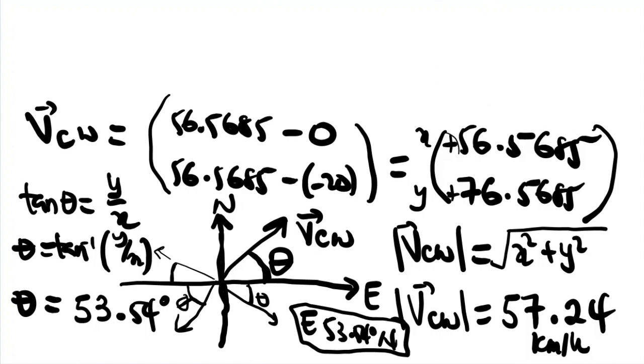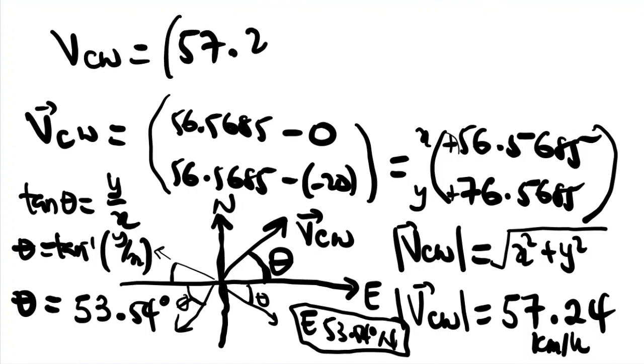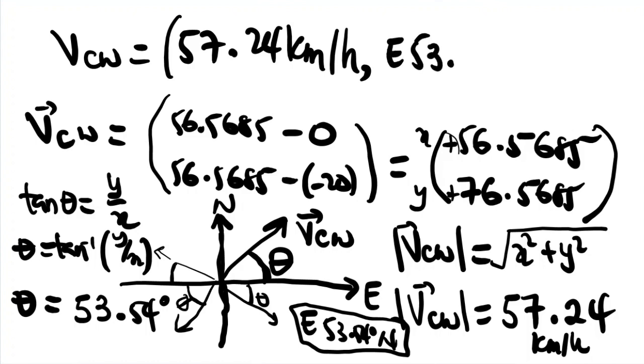When we did this, the final answer is now VCW has a magnitude of 57.24 kilometers per hour. Don't forget the unit. And at a direction of what? East 53.54 degrees north. Yeah, this is the answer for this particular question. This is the relative velocity now.